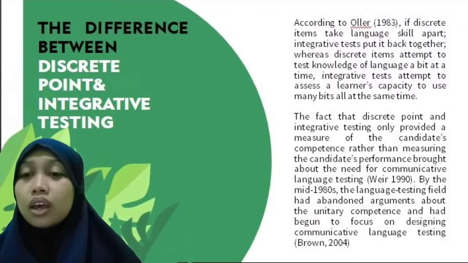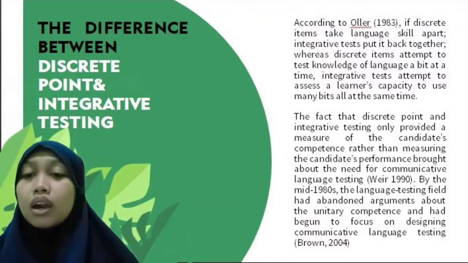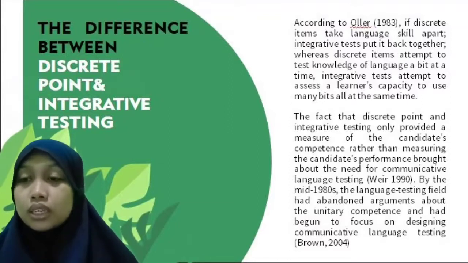According to Oller, if discrete items take language skill apart, integrative tests put it back together, whereas discrete items attempt to test knowledge of language a bit at a time. Integrative tests attempt to assess a learner's capacity to use many bits all at the same time. The fact that discrete point and integrative testing only provided a measure of the candidate's competence rather than measuring the candidate's performance brought about the need for communicative language testing.